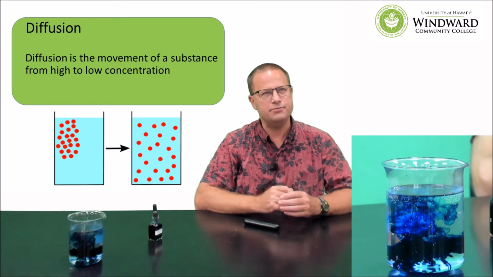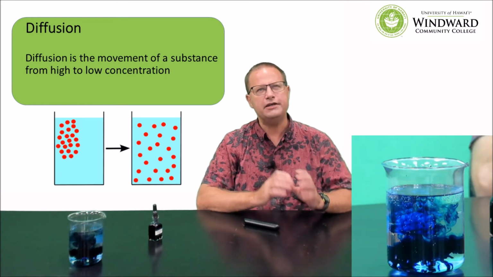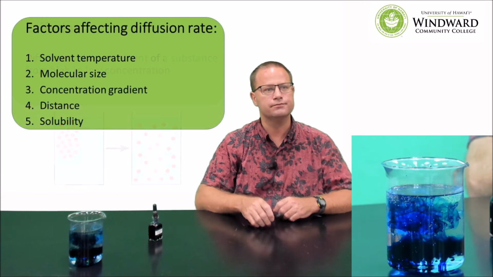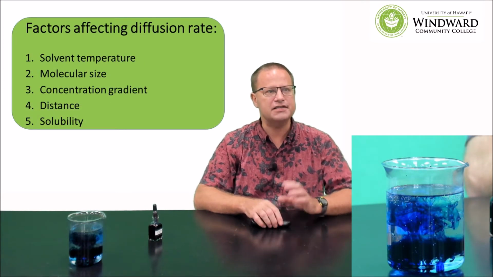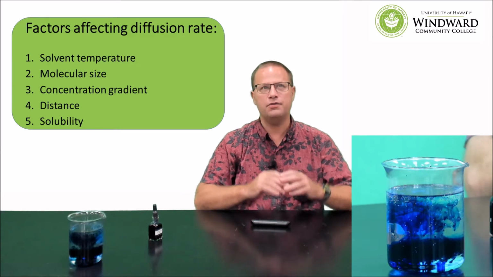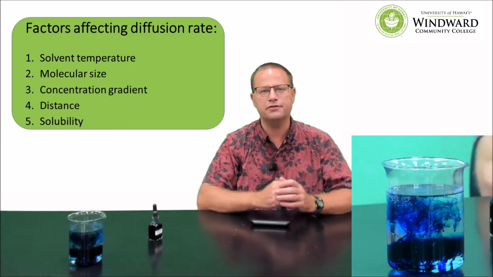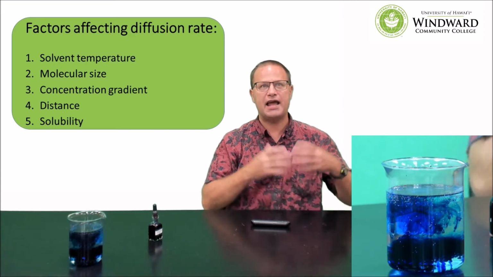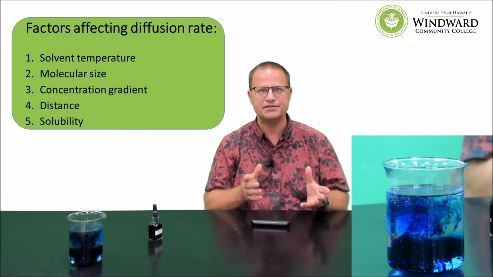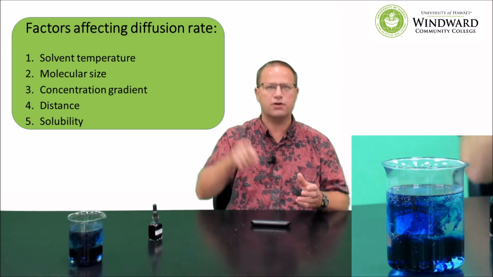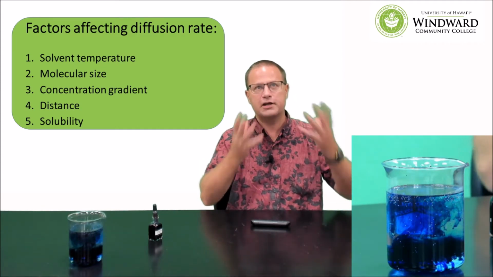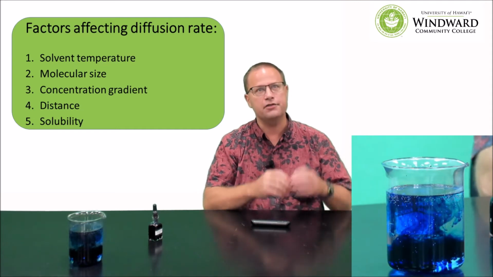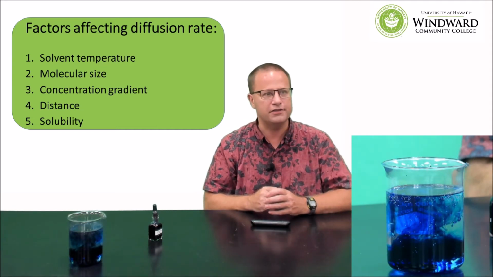Now, while we're on the subject of diffusion, we need to talk about the 4 or 5 factors that affect diffusion rate. The first of these factors is the solvent temperature. The hotter the solvent, the hotter the water in this case, the more quickly the diffusion is going to happen. That's because as we heat up a liquid or a gas, the molecules in that liquid or gas start moving around more frequently and moving faster and faster. And as they're moving faster, they're carrying the dye molecules along with them.